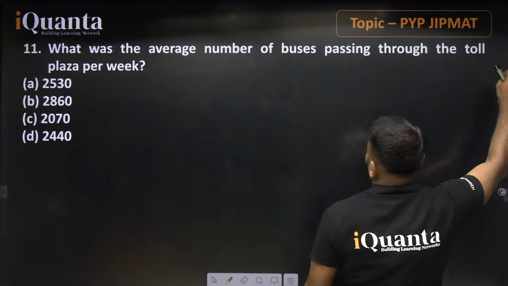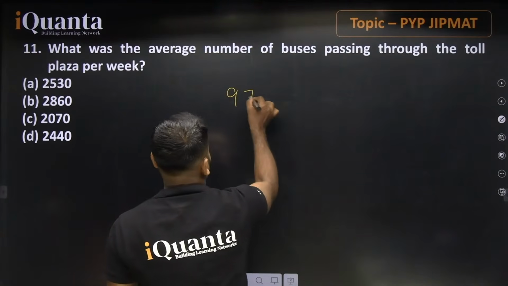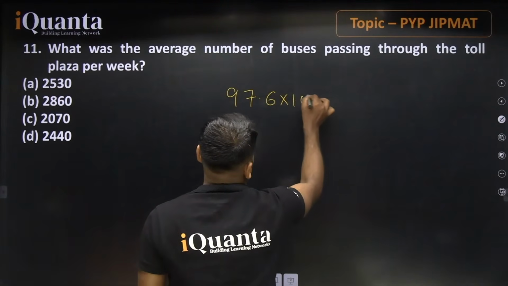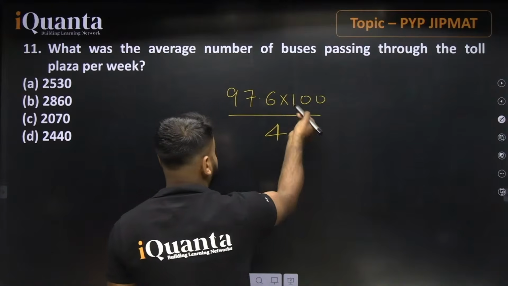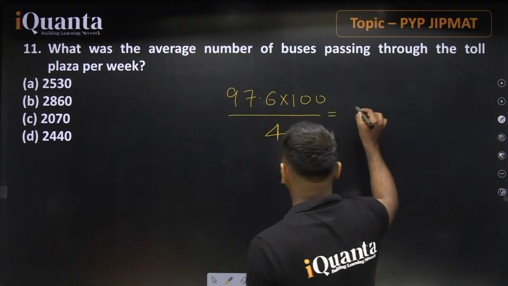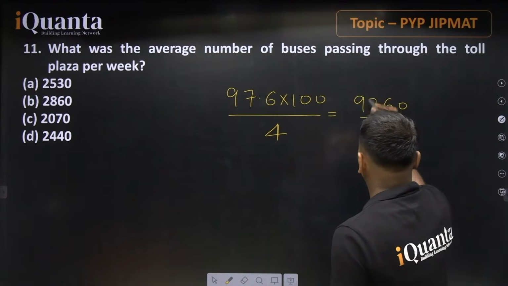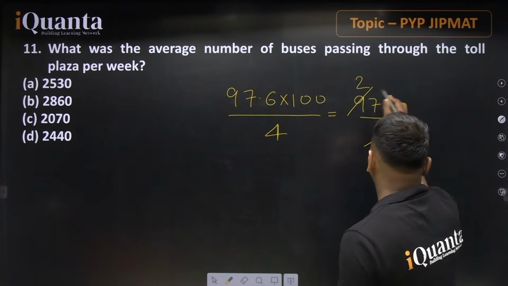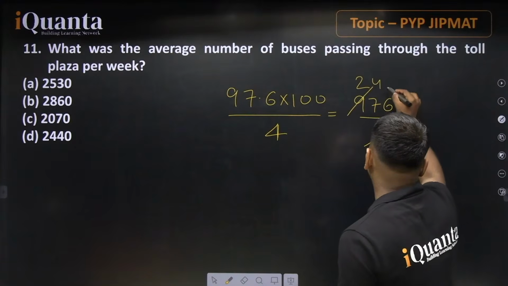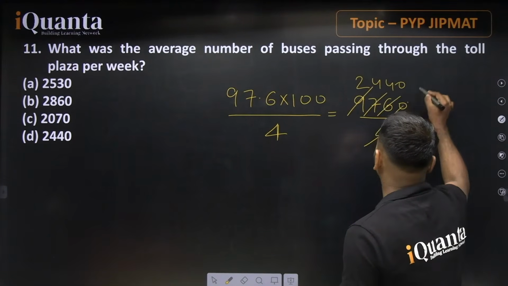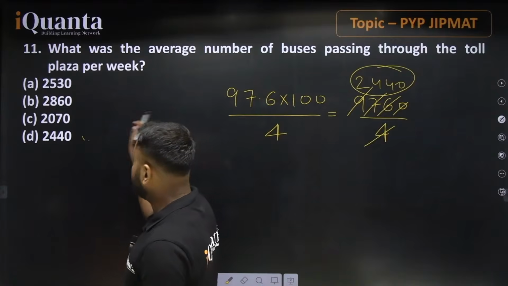This value will be equal to 9760 and divided by 4, because it is the average value. So the total number of weeks we have is 4. 9760 divided by 4. 4 2s are 8, 1 remains, and 17, 4 4s are 16, 1, 4 4s are 16, 2440. 2440 is option number D, the right one.